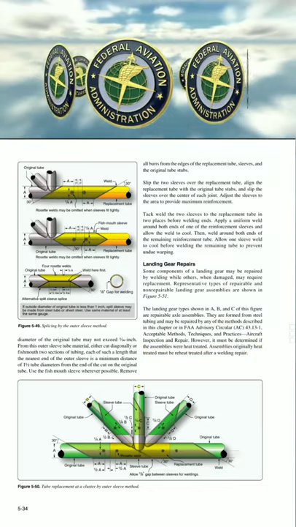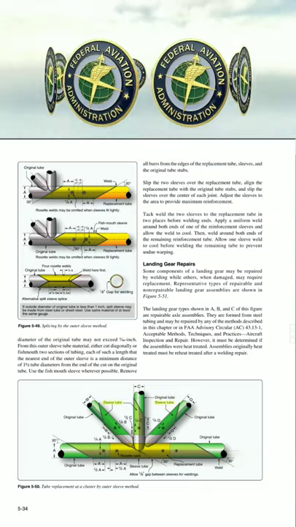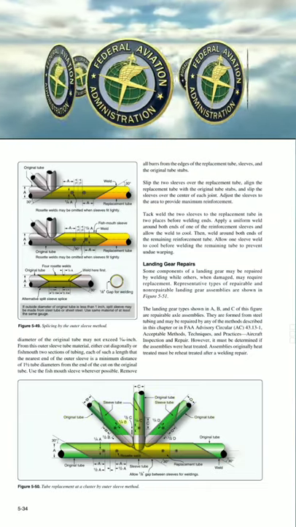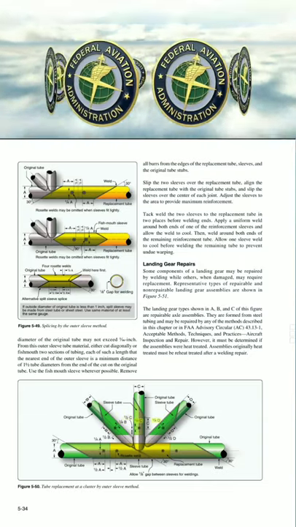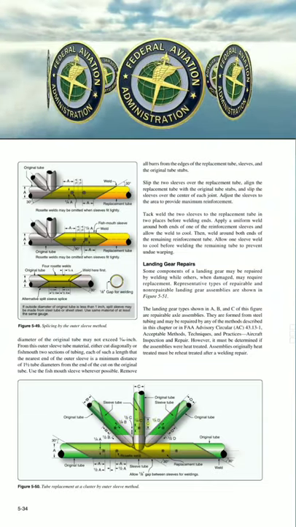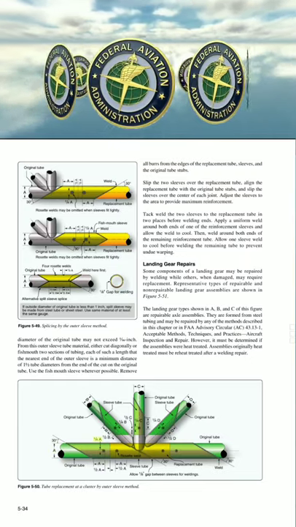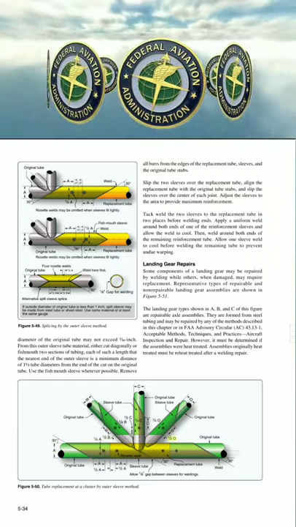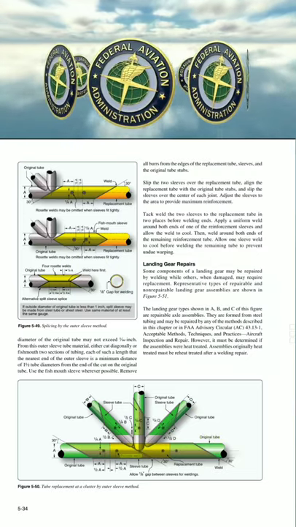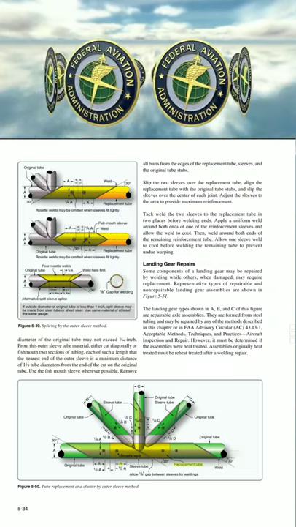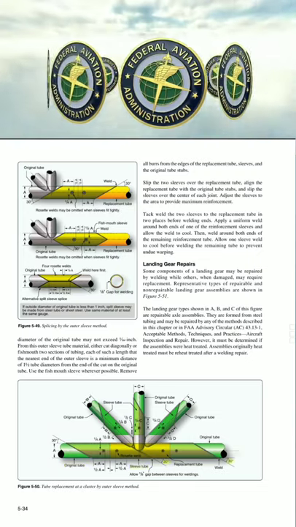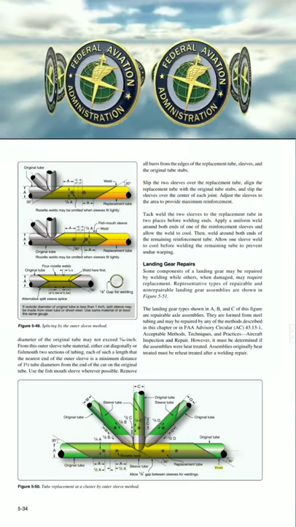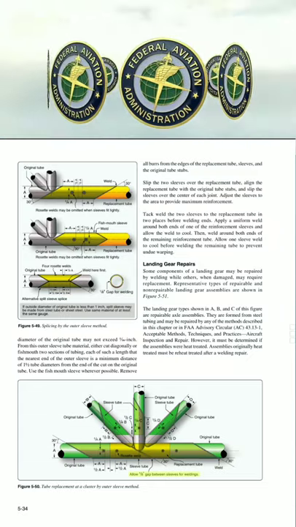Original tube. Sleeve tube. Rosette weld. Replacement tube. 30 degrees. Weld. Allow 1/8 gap between sleeves for welding.